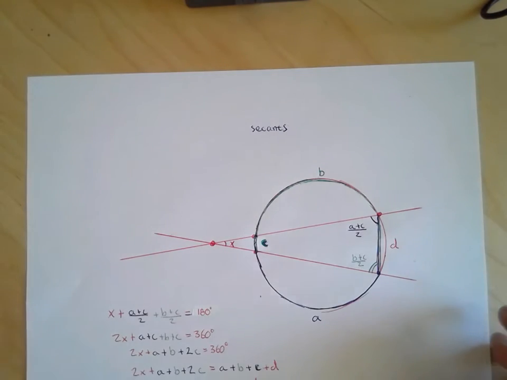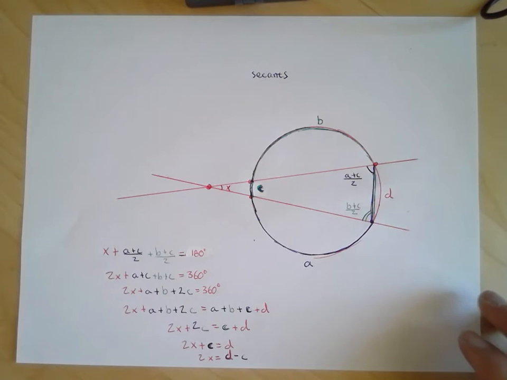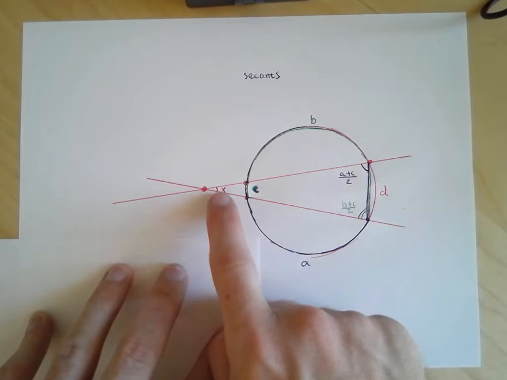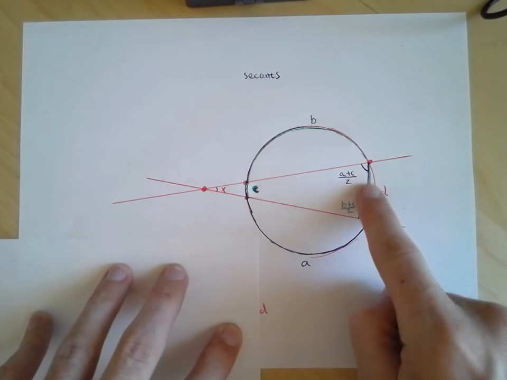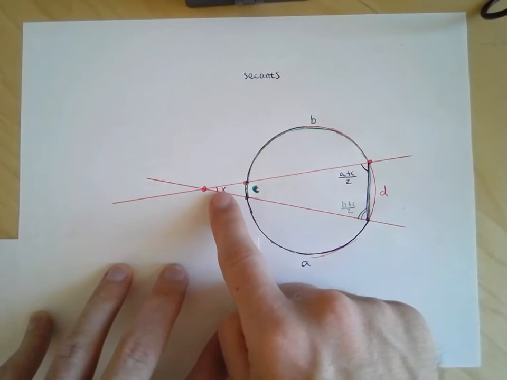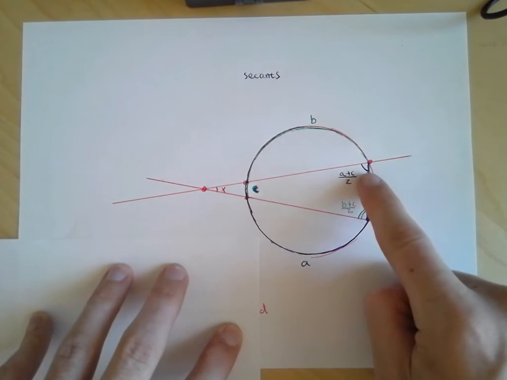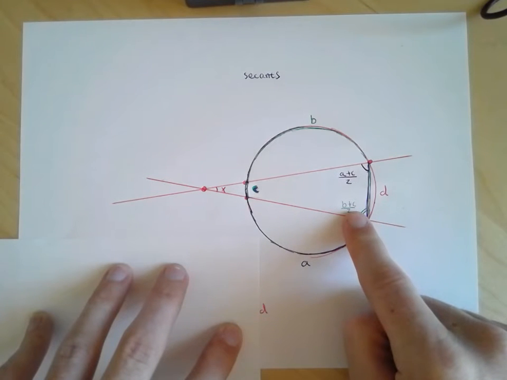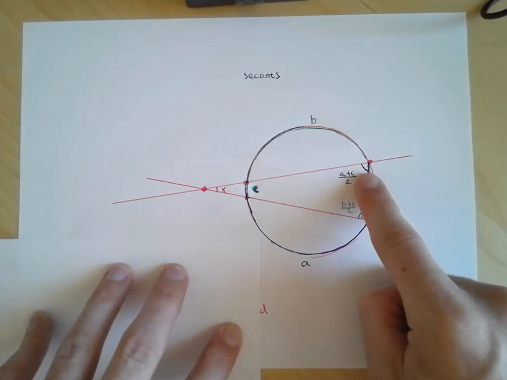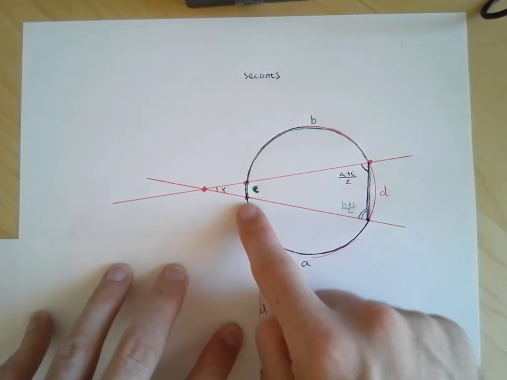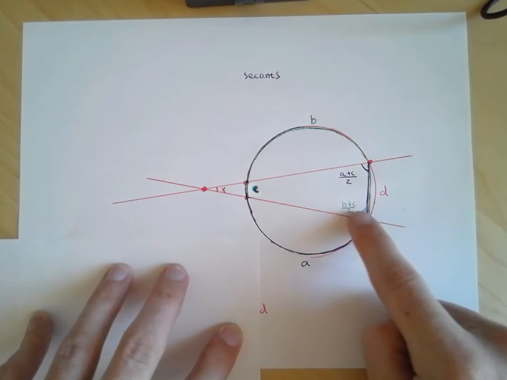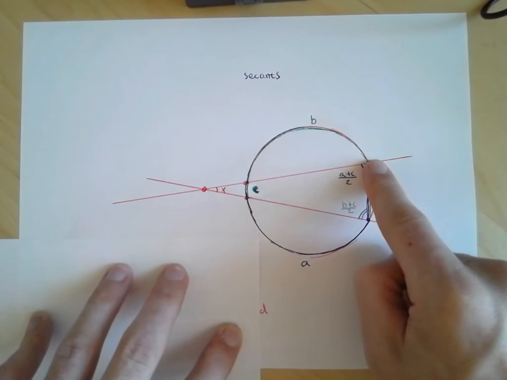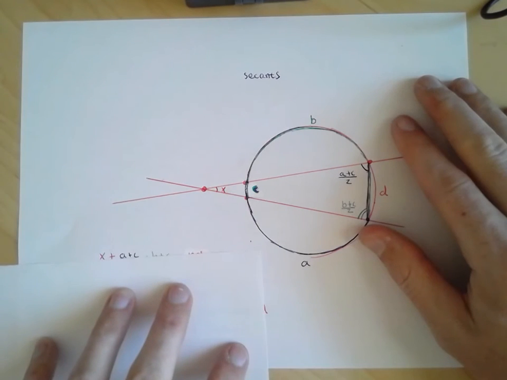Secants takes the most work. If you inscribe a triangle, it should be easy to see that the measure of angle x, when added to this angle and this angle, is equal to 180 degrees. This angle is equal to half the arc length C plus A, and this angle is equal to half the arc length B plus C. These three add to 180 degrees, so that's written.